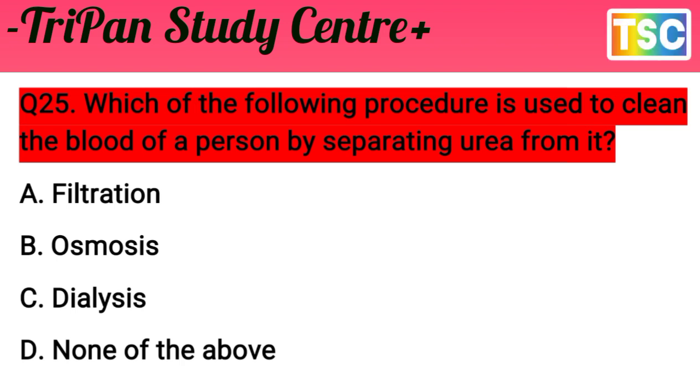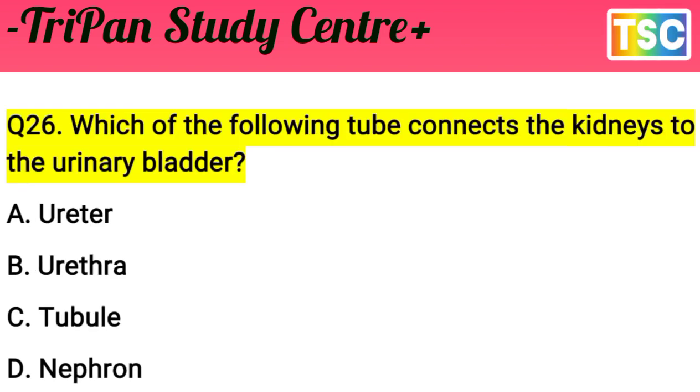Let's see the next question. Next question on your screen. Which of the following tubes connects the kidney to the urinary bladder? A. Ureter. B. Urethra. C. Tubule. D. Nephron. The question is very interesting.